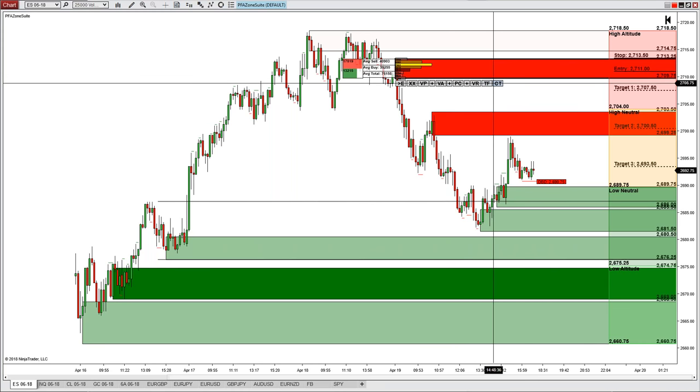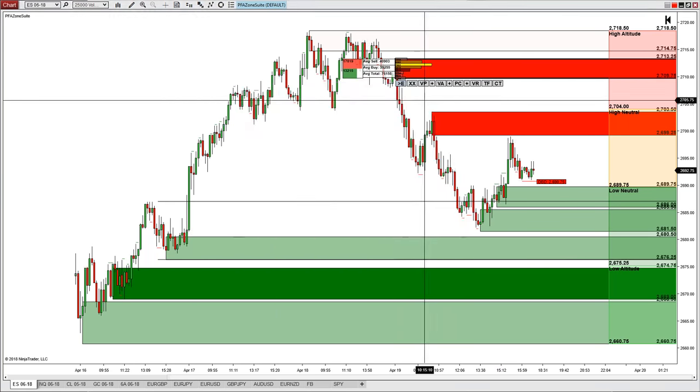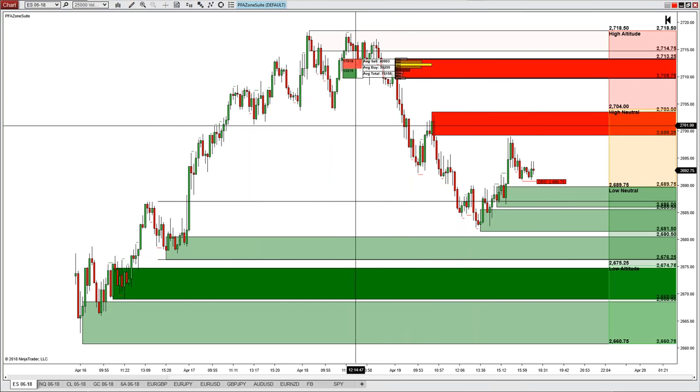So TF, trend following, CT, counter trend, volume ratio, all that good fun stuff. You can even delete zones if you want. You can extend them, all that. It's a lot of built-in stuff, and that's only what you're seeing on the zone itself.